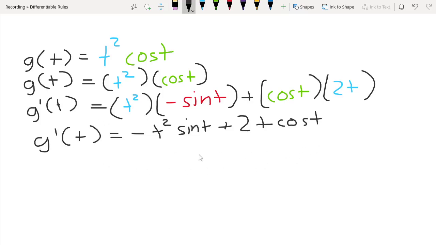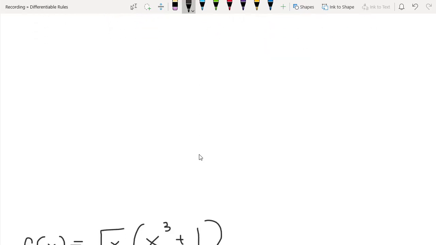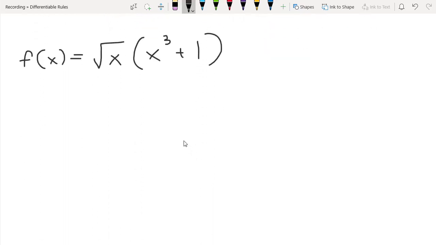So let's try one more practice problem here. Here we have f of x equals root x times x cubed plus 1. Give yourself 1 to 2 minutes again to try to figure out this problem. And when you think you're ready, unpause this video and see if you got it right.